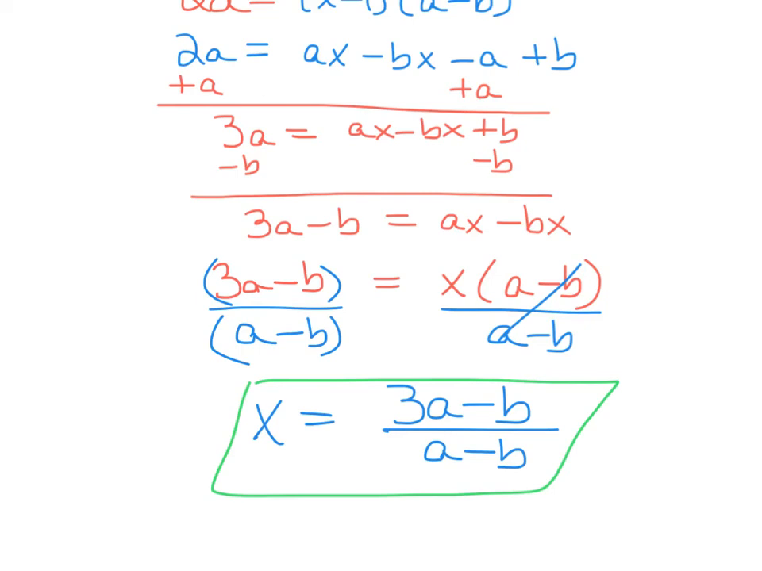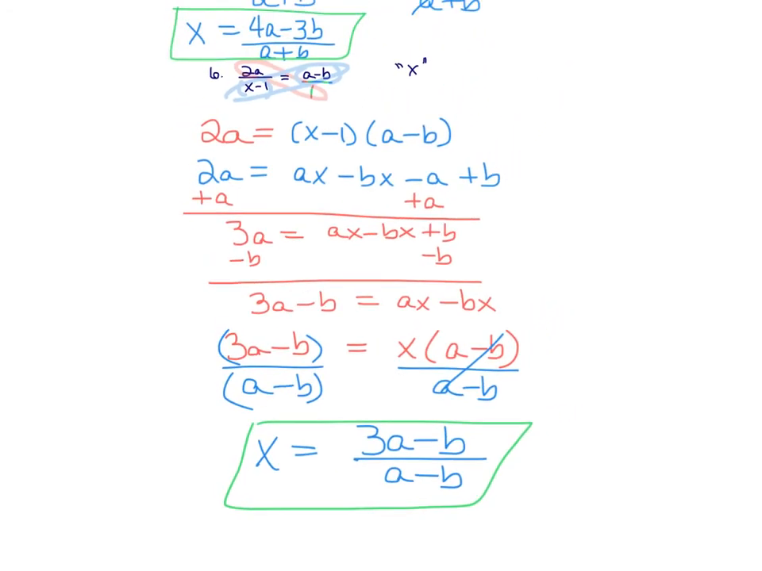One more example. Now, you didn't have to do this one as a proportion. You could have just gotten rid of the fraction by multiplying both sides by x minus 1, but essentially it's the same thing. No, you can't, because it's attached. The 3 is attached to the a in the top, so you can't just cancel out a minus b.